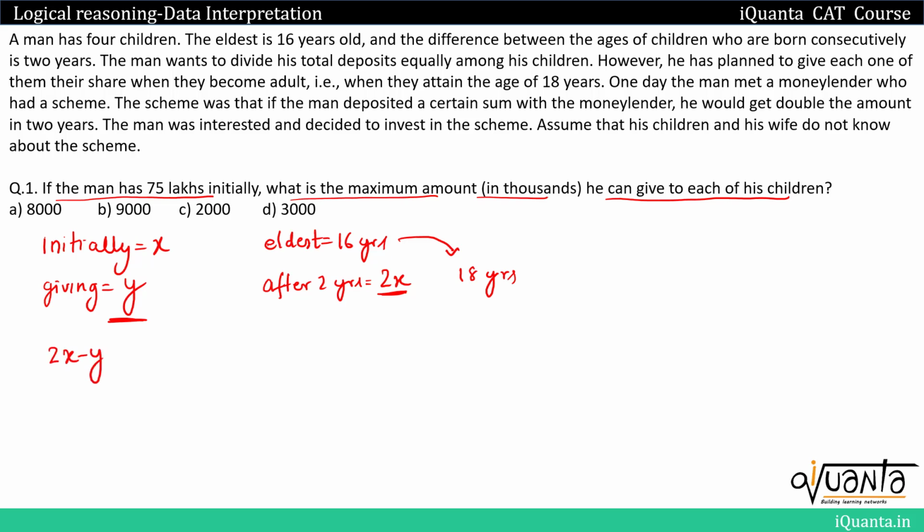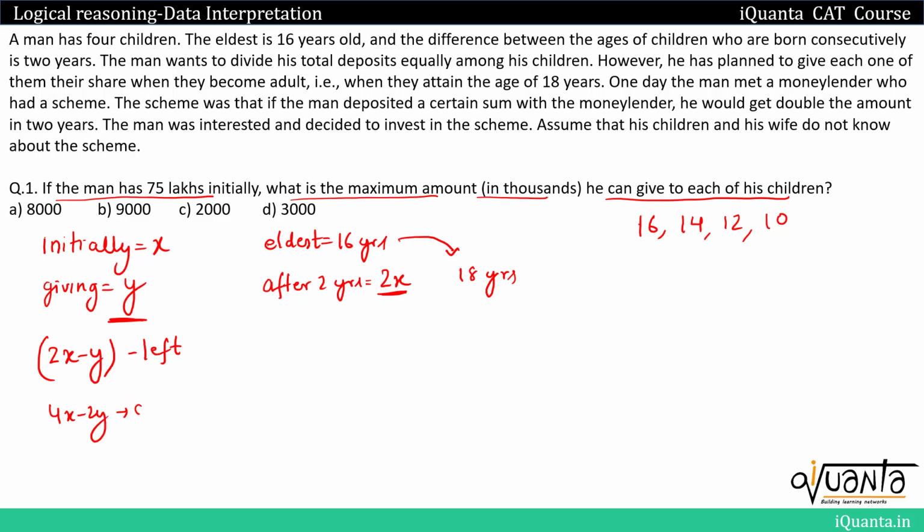Let me also write down the ages of children initially. So 16, then between consecutively born children there's a gap of 2 years, so 14, then next child will be 12 years old, then 10 years old. So now the eldest child is gone, he has taken away his money. This is the amount that is left with the man. He'll again invest this money. So after 2 years, what will happen? This money will become twice of it. So 2 times of 2x minus y will be 4x minus 2y.